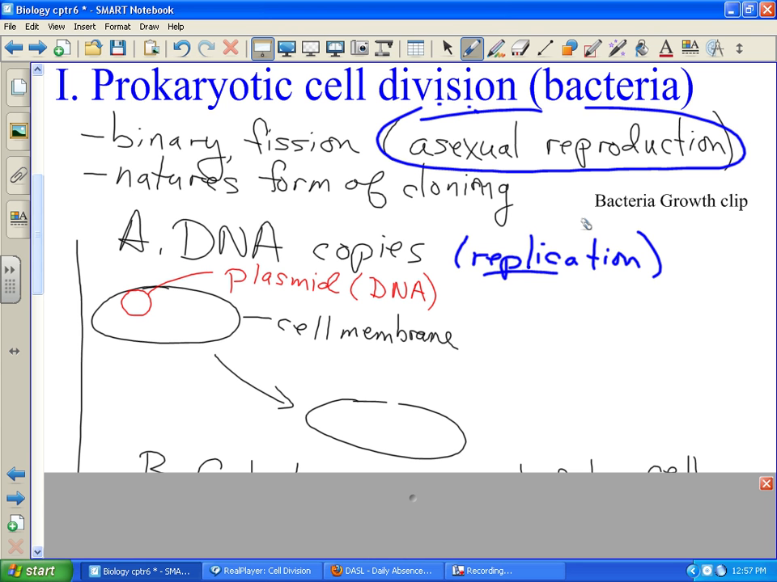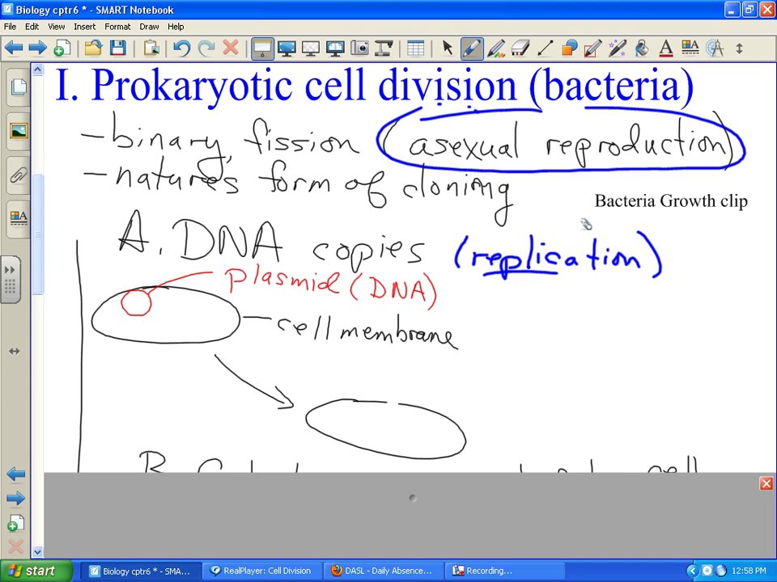Bacteria is a little bit different. It doesn't have a nucleus. So its DNA is just floating around inside, and it's called a plasmid. Plasmid is a circular piece of DNA. And it's usually just floating around inside the cell. So that's why I labeled the cell membrane, that's it.